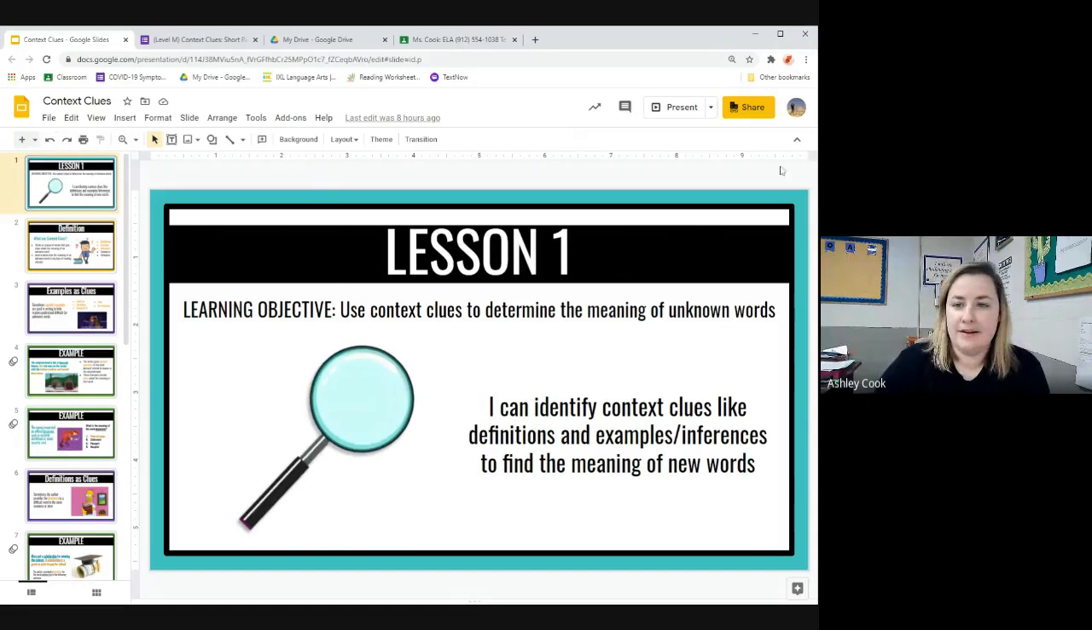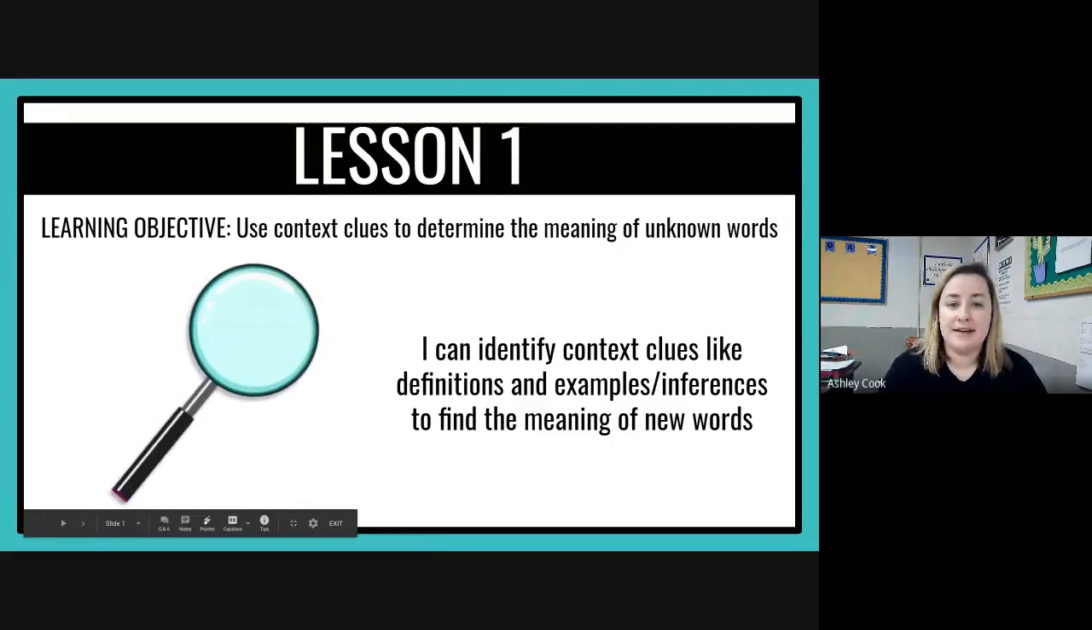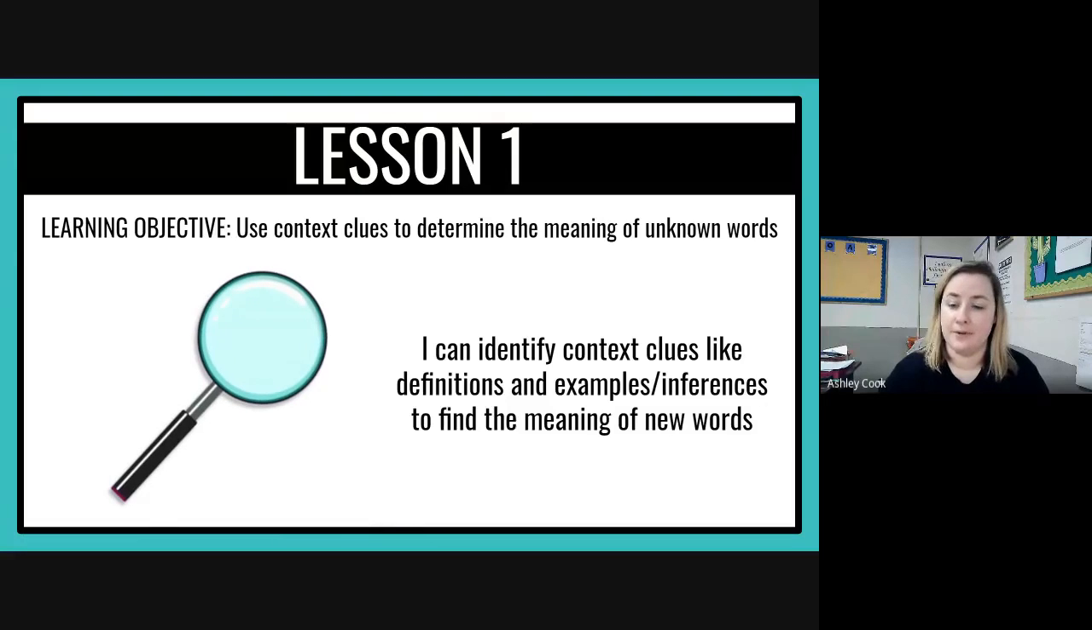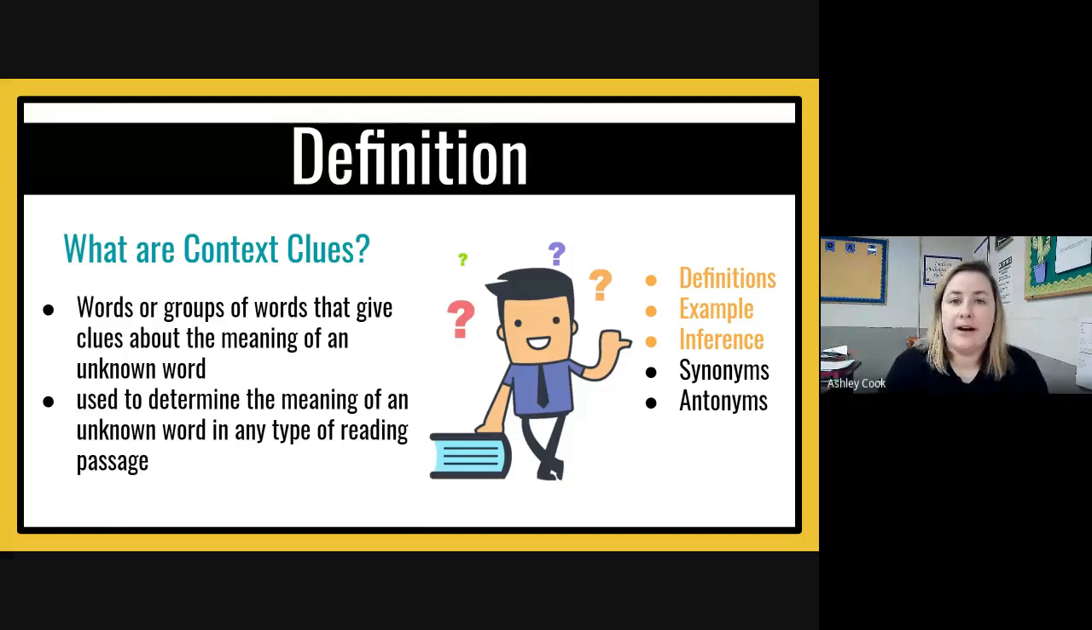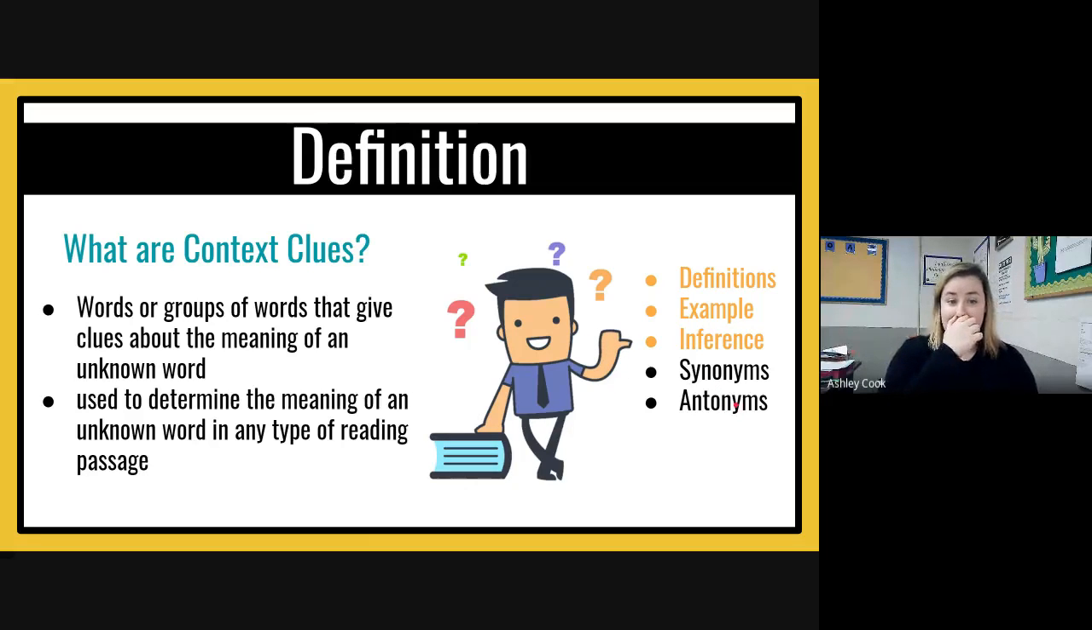Okay, so this week we are going to be doing context clues. We're going to use context clues to determine the meaning of unknown words. So what are context clues? Context clues are words or groups of words that give clues about the meaning of an unknown word. So we have definitions, examples, inferences, synonyms, and antonyms. You can use these context clues in poetry, nonfiction, and fiction as well.